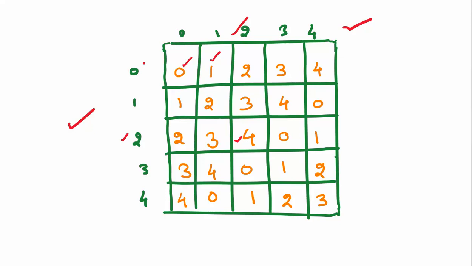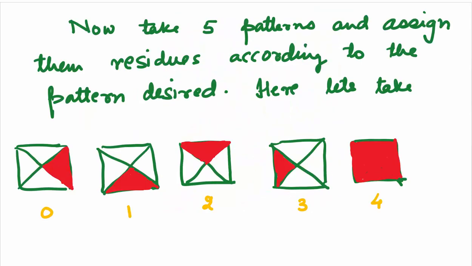Remember, we are finding the least residue mod of 5. Here, if we take 4 plus 3, you know it is 7, which will be congruent to 2 mod of 5. So this is a table of least residues. Now if we take 5 patterns and we assign them to the residues according to the desired pattern. Let's take these 5 patterns and assign them the least residue 0, 1, 2, 3, 4.